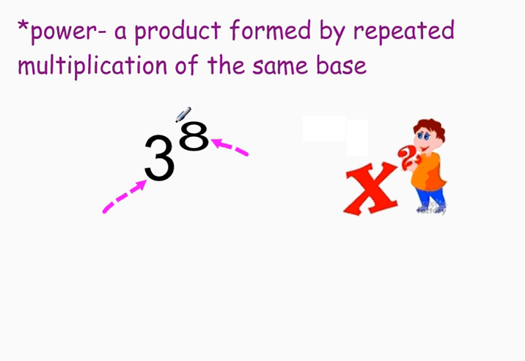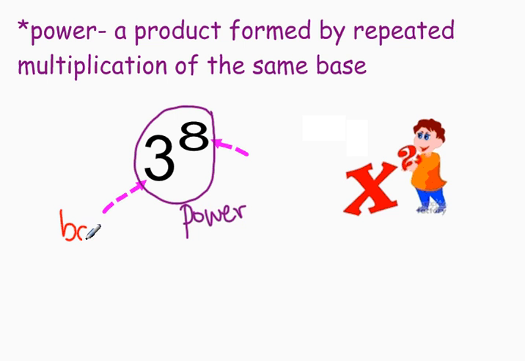So this is just a quick review of some things that you've probably already learned, and that is that a power is a product formed by repeated multiplication of the same base. So here's a power. This whole thing is called a power, 3 to the 8th. It's got two different parts. It's got the 3, which is called a base, and it's got the 8, which is the exponent.